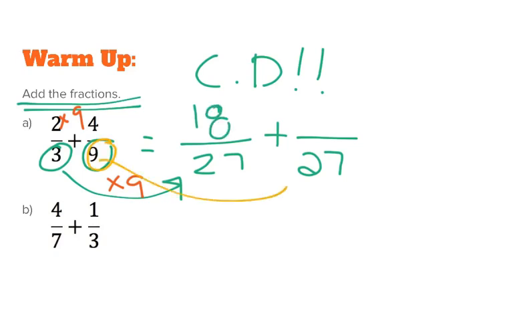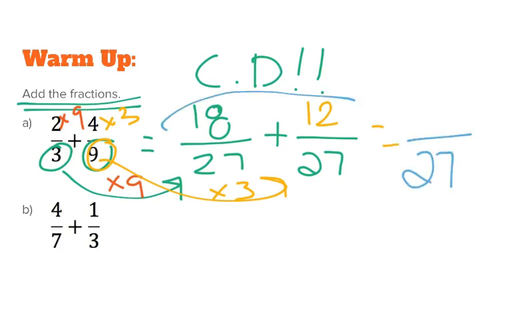And then same thing for this one. How did I turn this 9 into 27? I had to times it by 3. So I'm going to times the top by 3 and I get 12. Then when we add that together, the bottom is still 27. And the top, when you add this part together, you get 30. And so that's our final answer, but of course we could always look to see if we can reduce.